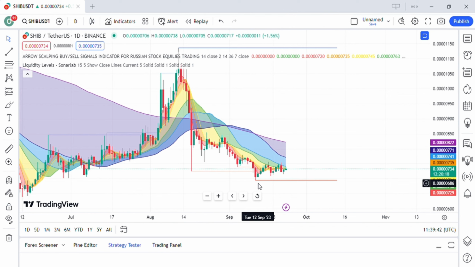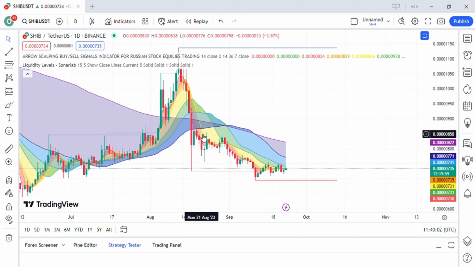So if you are looking forward to buying Shiba Inu right now, you would want to buy at this liquidity level. Also, the arrow scalping buy and sell here tells when to enter the market. It indicates the buy and sell level.